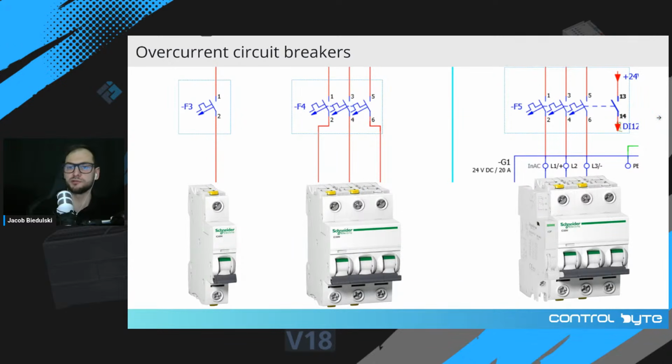Okay, we talked a little bit about disconnecting devices, fuses, and here you can find overcurrent circuit breakers in different combinations. On the left, 1-pole overcurrent circuit breaker, 3-pole, and 3-pole with some extension contact for monitoring. You can, for example, connect this extra contact to your PLC system, and you will know that some device tripped the circuit breaker.